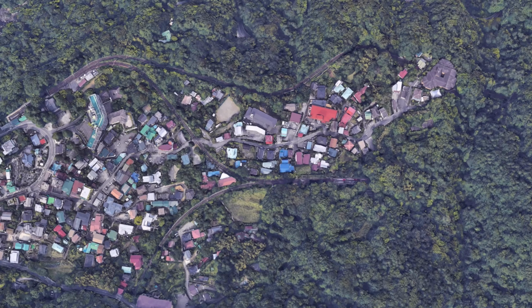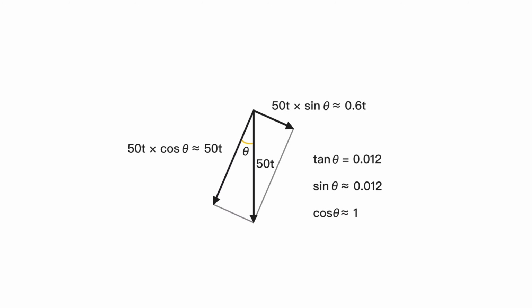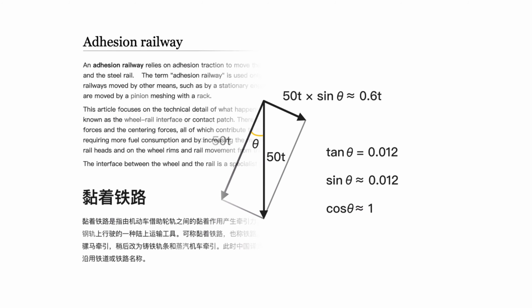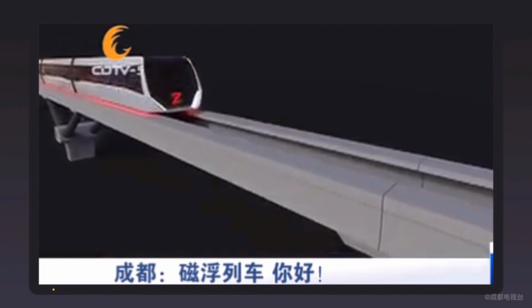Calculations on the effect of railroad grade on traction were shown at the beginning of the video. Behind the scenes are gravity and friction. Most railroads we see are termed adhesion railways, moved forward by the adhesive force between steel wheels and rails. Maglevs are not adhesion railroads.